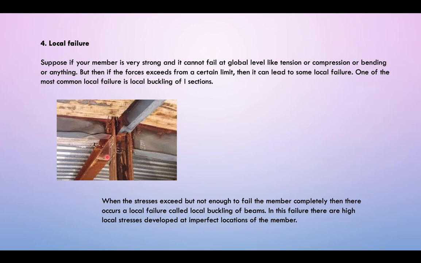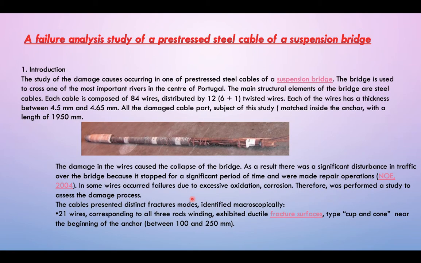Next one I'm showing is local failure. This occurs due to global-level tension, compression or bending, but when forces exceed a certain limit, it can lead to some local failure, one of the most common failures. And next I'm explaining about failures in the cables of a suspension bridge.